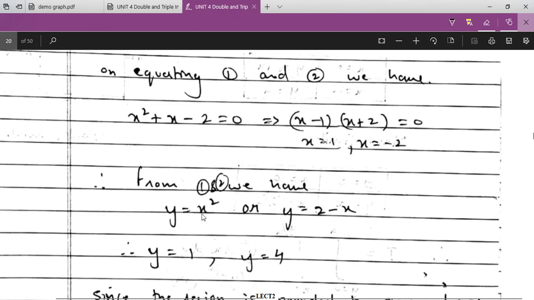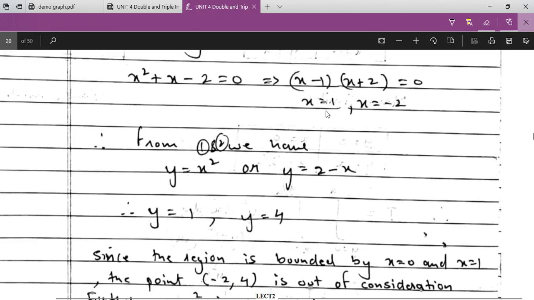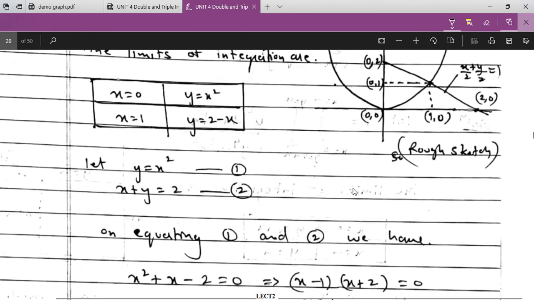Therefore from 1 and 2, y is equal to x square or y is equal to 2 minus x. So what will be the value of y? When you substitute the value of x as 1, here you have y is equal to 1, and when you substitute in y is equal to 2 minus x, you get 4. You have two values, right?